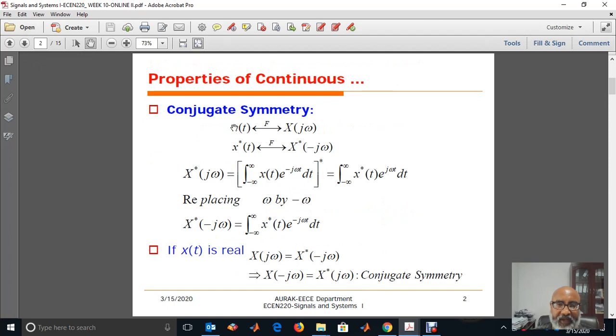Conjugate property. If I have the Fourier transform of x(t) as X(j omega), then if I conjugate, that means if the signal has a complex part, then the j part will be minus j, as you know. So x conjugate of t will become X conjugate of minus j omega. So there is a flip because of the minus, and there is also a conjugate. This is called the conjugate property.